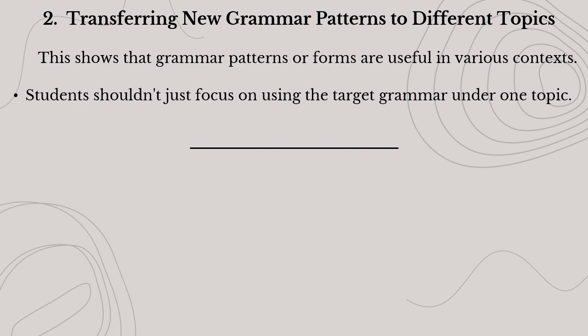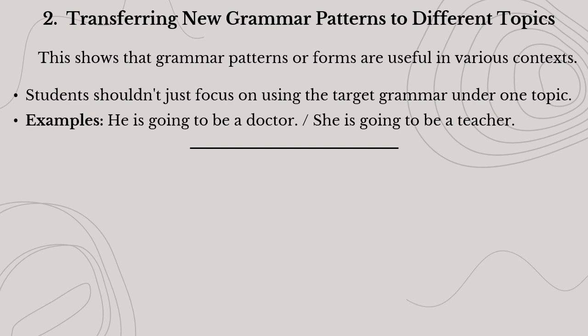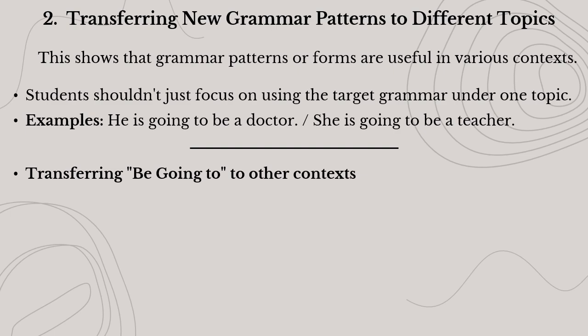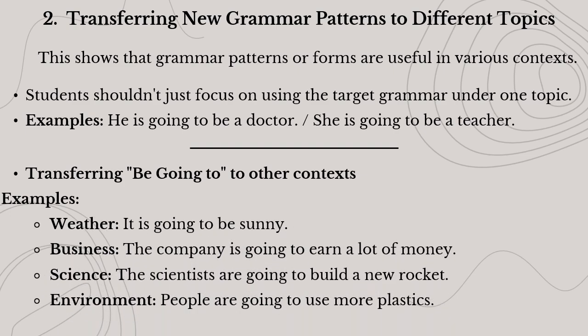Students only produce sentences such as, "He is going to be a doctor," "She is going to be a teacher." These sentences are under the theme of future jobs. Instead, show them that "be going to" or any grammar point that you are teaching can be used under many themes and topics. Things like weather, "It is going to be sunny tomorrow." Business, "This company is going to earn a lot of money." Science, "The scientists are going to build a new rocket." Environment, "People are going to use more plastics."